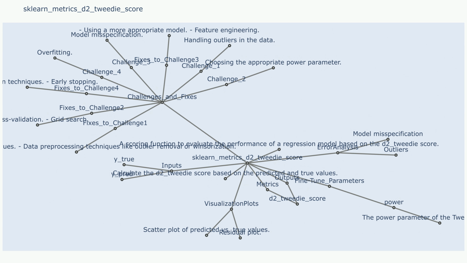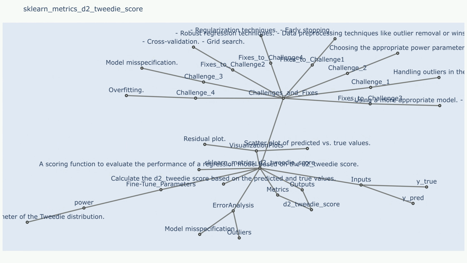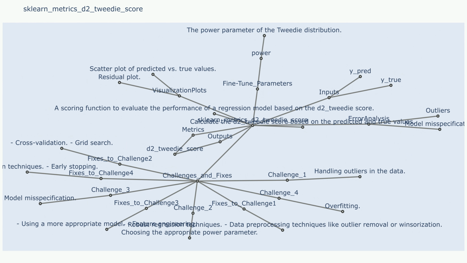Challenge 2: incorrect selection of Tweedie distribution parameters can lead to inaccurate metric calculation. Sample use case that resulted in challenge 2: using a Poisson Tweedie distribution, power 1, for data that is better modeled by a gamma distribution, power 2. Fixes to challenge 2. Analyze the data distribution carefully to select the appropriate Tweedie power parameter. Explore various power parameter values and evaluate model performance using the metric.